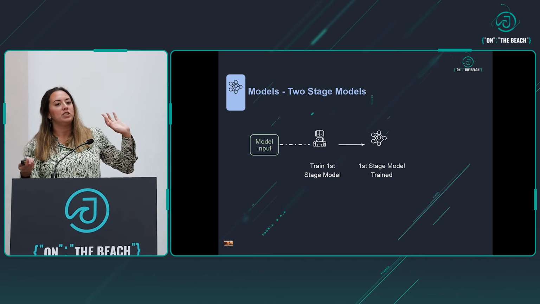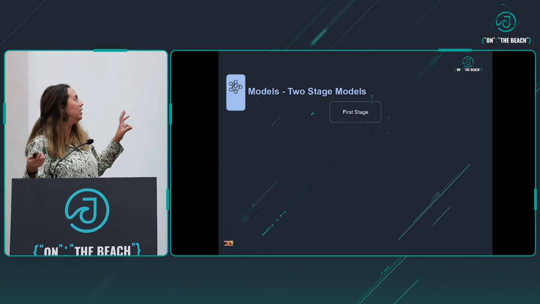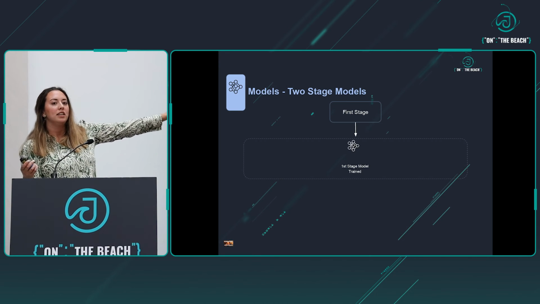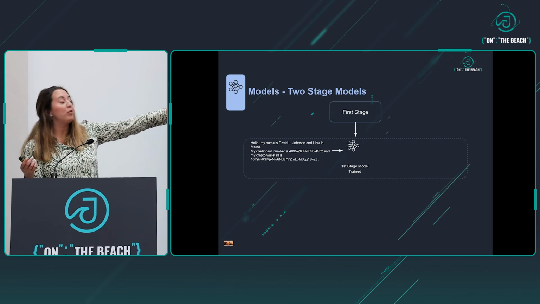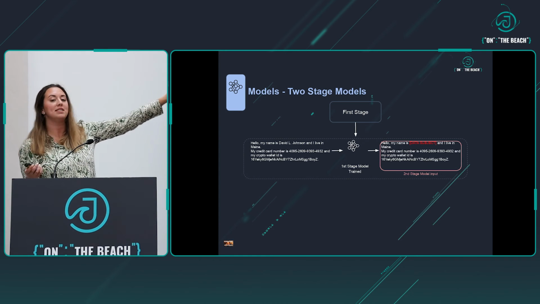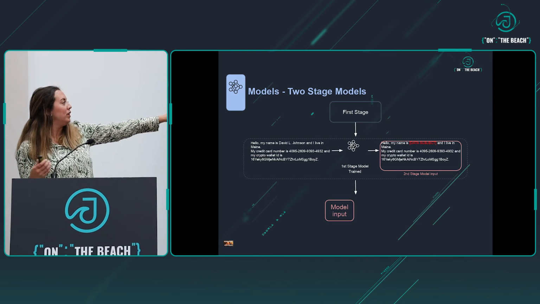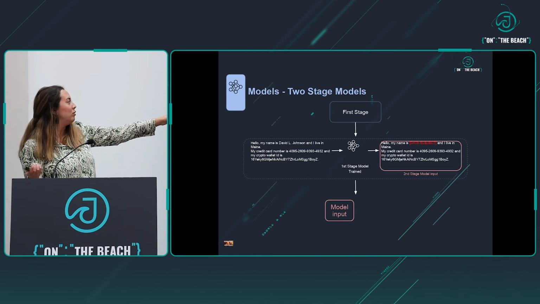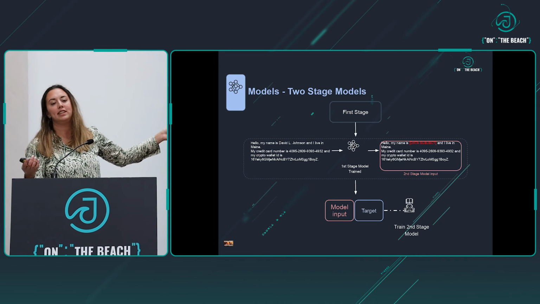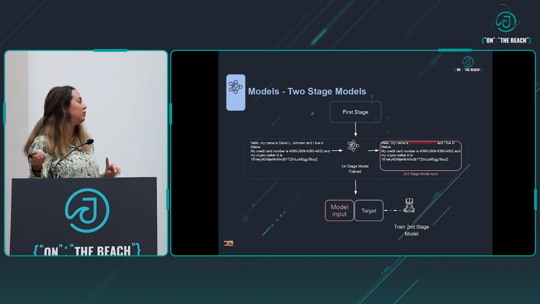So now that we have a first stage model, we could train a second stage model. But for that, we needed to pre-process an input text that was going to be pre-detected by the first stage model, which was going to replace the name with a data subject token. That was going to be the input for our second stage model, together with the target, which was going to be one of the three: sensitive, highly sensitive, or non-sensitive.